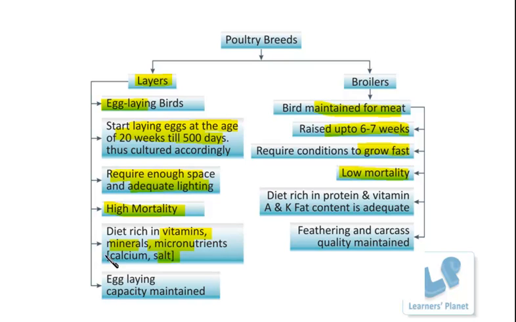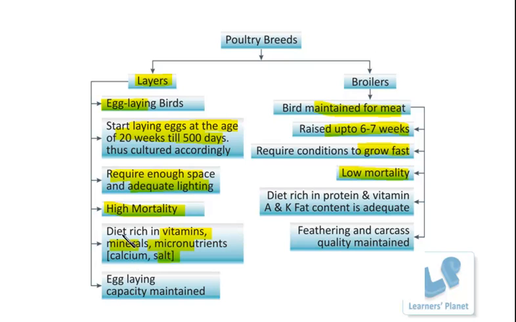So this calcium and salt, basically it is required so as to maintain the shell quality, the thickness, the entire color and all other properties of the shell, so as to provide protection to it, right? And of course to maintain the quality so as to prevent it from breaking down, isn't it? So all these things are to be maintained here.